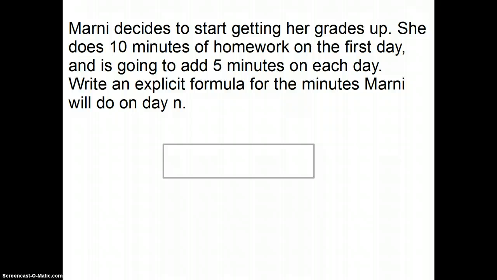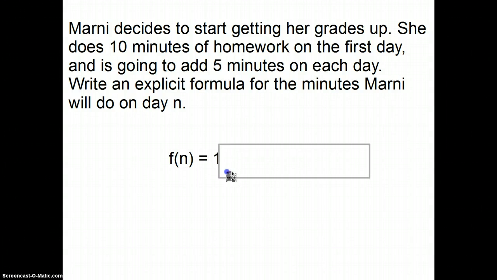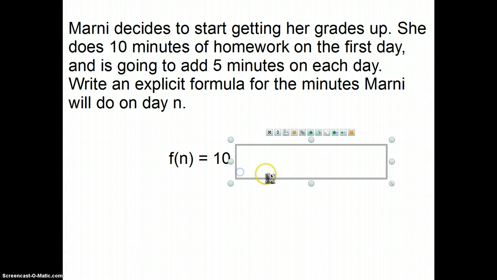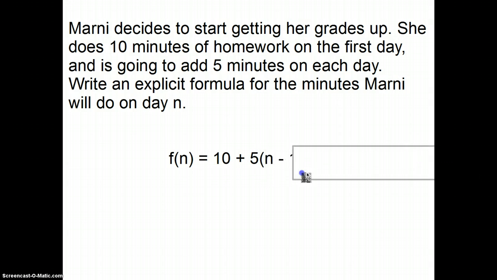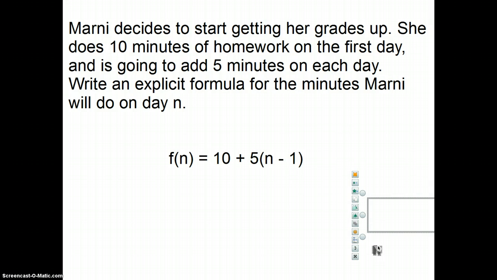Marnie decides to start getting her grades up. She's going to do 10 minutes of homework on the first day, and she's going to add 5 minutes each day. The explicit form for that. So this is arithmetic, since it says it's adding 5 minutes every day. And day 1 is 10 minutes, so it's going to be 10. It's adding 5 every day, and then n minus 1.